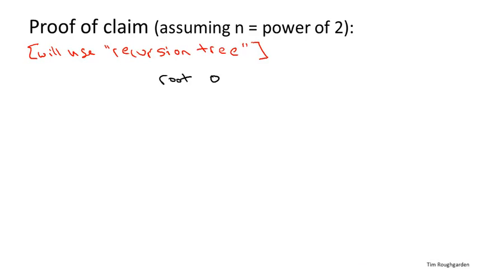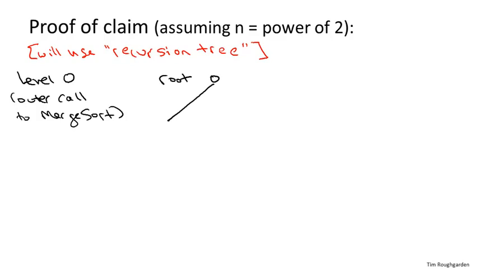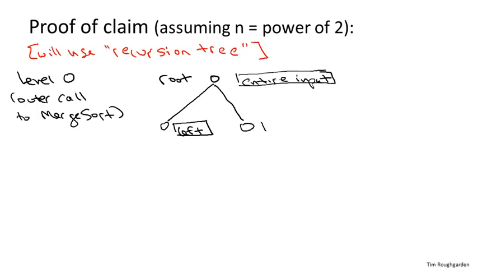And this corresponds to the outer call of merge sort. Okay, so I'm going to call this level 0. Now this tree is going to be binary in recognition of the fact that each invocation of merge sort makes 2 recursive calls. So the 2 children will correspond to the 2 recursive calls of merge sort. So at the root we operate on the entire input array. So let me draw a big array indicating that. And at level 1 we have one subproblem for the left half and another subproblem for the right half of the input array. And I'll call these first 2 recursive calls level 1.